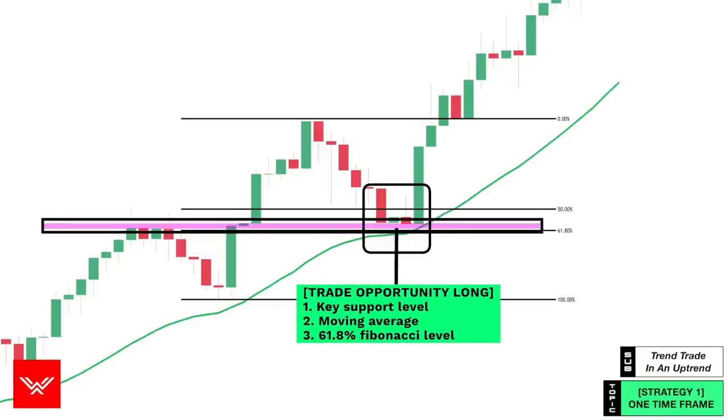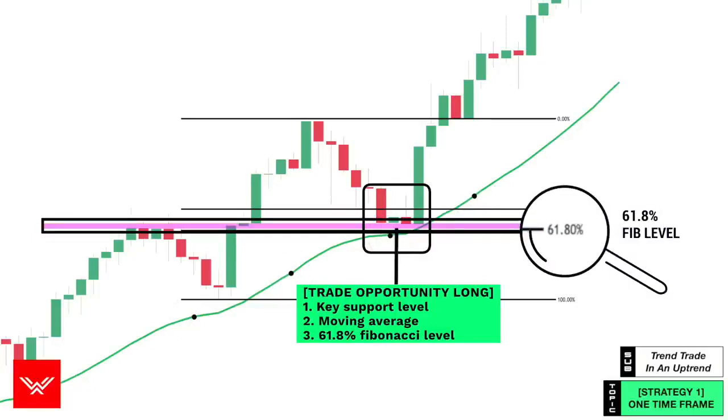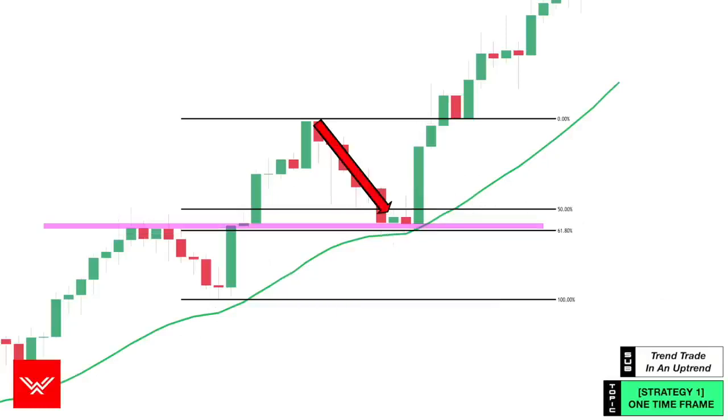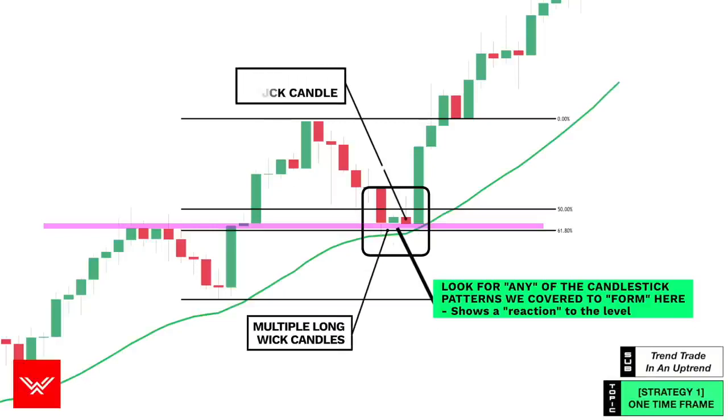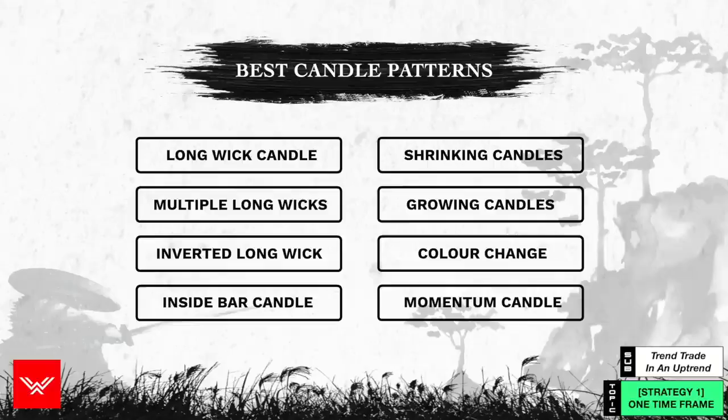Key support level, the moving average that crossed right at the same area, and the 61.8% fib level. Now, as price came back down, you were looking for any of the candles we covered to form at the area of confluence to show a reaction to the level. In this case, the candles that formed were multiple long wick candles and an inverted long wick candle. Again, it could have been any of these candle patterns that formed, as it would work the same.